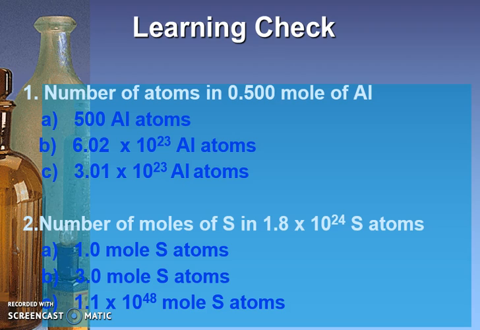Now, the number of moles of sulfur in 1.8 times 10 to the 24th atoms. In this case, we're given 1.8 times 10 to the 24th atoms of sulfur, but a mole is 6.02 times 10 to the 23rd. So we take this number and divide it by 6.02, and that gives us 3.0 moles of sulfur atoms.